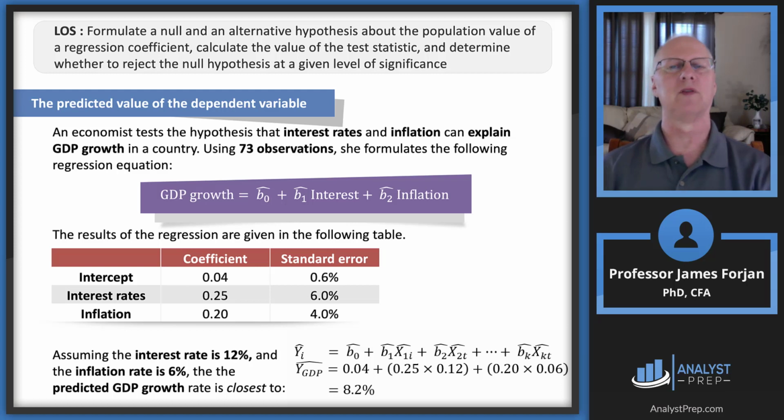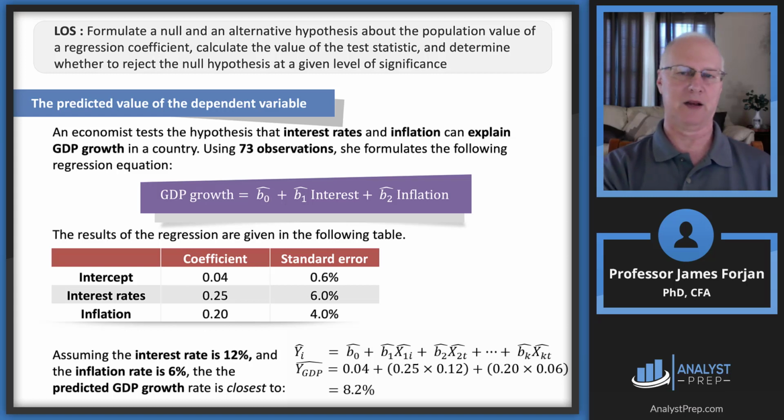How about the second part of this LOS? To look at the predicted value of the dependent variable. So look at the bottom. We're just repeating a lot of stuff on this slide, but look at the bottom left. Assuming that interest rates are 12% and inflation is 6%, estimate the predicted growth rate. So all we're doing is getting our y-hat model out, right? So we're predicting GDP, and then we're just going to substitute all of those coefficients, the 0.4, the 0.25, the 0.20, and then multiply them by the question stem.